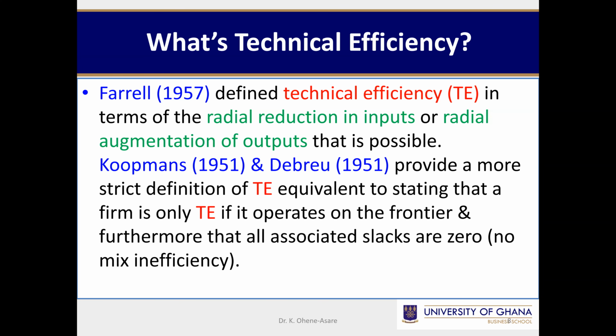Weakly. And why is it weakly? Sorry, it's weak when it didn't take into account slacks. The technical efficiency of Farrell is said to be weak when it did not consider slacks. What are slacks? Those slacks are the unused resources.